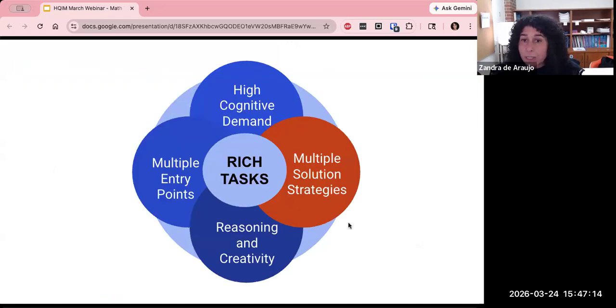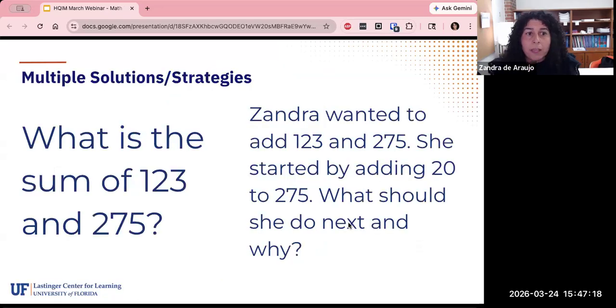Multiple solution strategies is just, can they potentially solve it in multiple different ways? So a common problem, like what is the sum of 123 and 275? If you allow students to use and implement different solution strategies, this allows for multiple solution strategies. Maybe you encourage them to use an open number line. Maybe you encourage them to use base 10 blocks. Maybe they just decide to use the algorithm. Any of these things are possible. And that's the point, they can use multiple solution strategies to solve it.